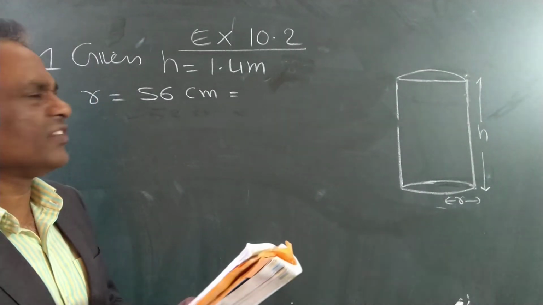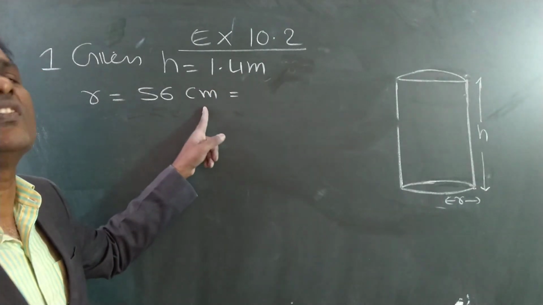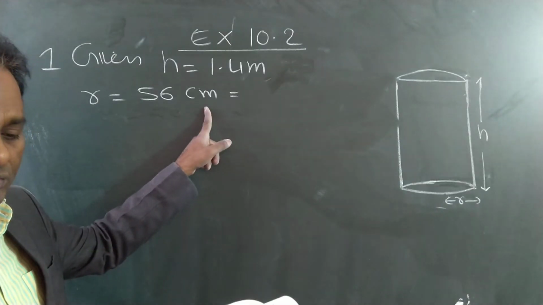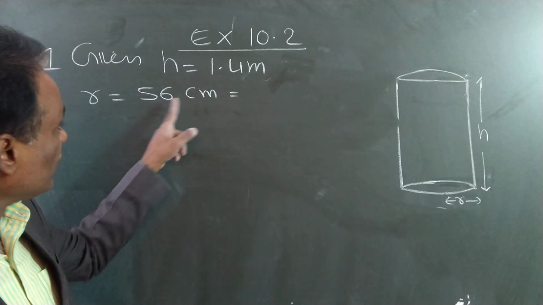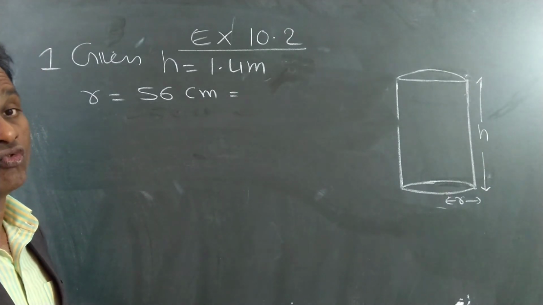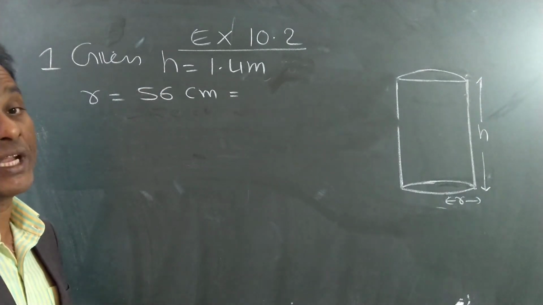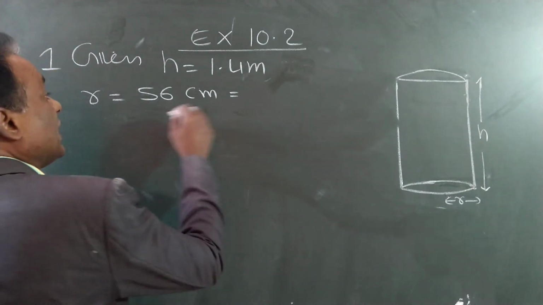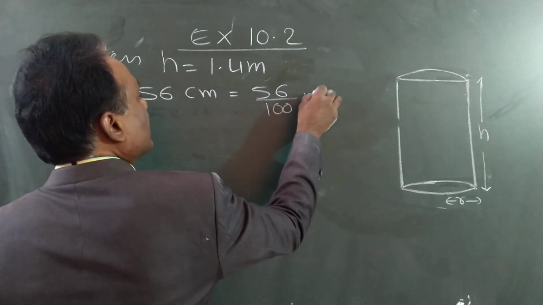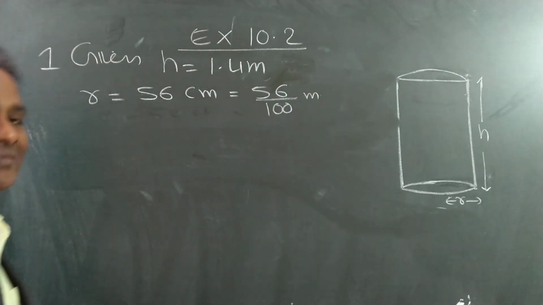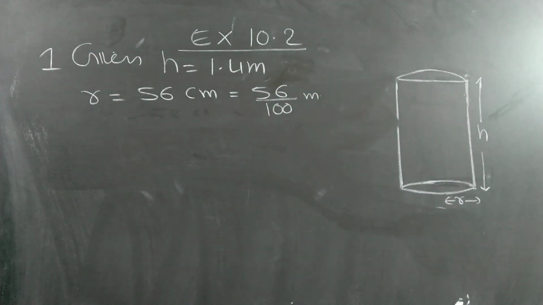Students, there is a confusion. This is in meters, this is in centimeters. Just look at the problem. Change this also into meters. How to change the centimeters into meters? Divide by 100. This will be in meters.